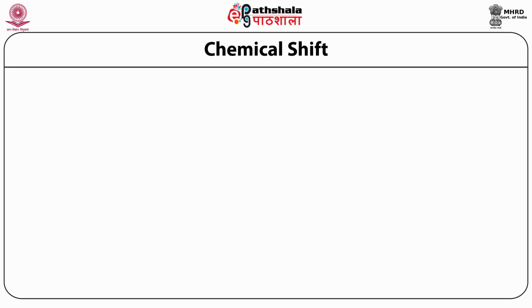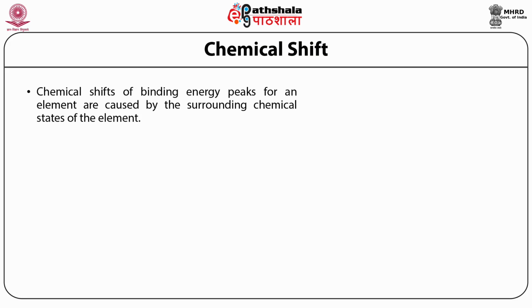Chemical shifts of binding energy peaks for an element are caused by the surrounding chemical states of the element. Knowledge of the possible chemical shifts is necessary to identify the peaks accurately. We can use the features of the chemical shifts to identify the elements and chemical compounds.